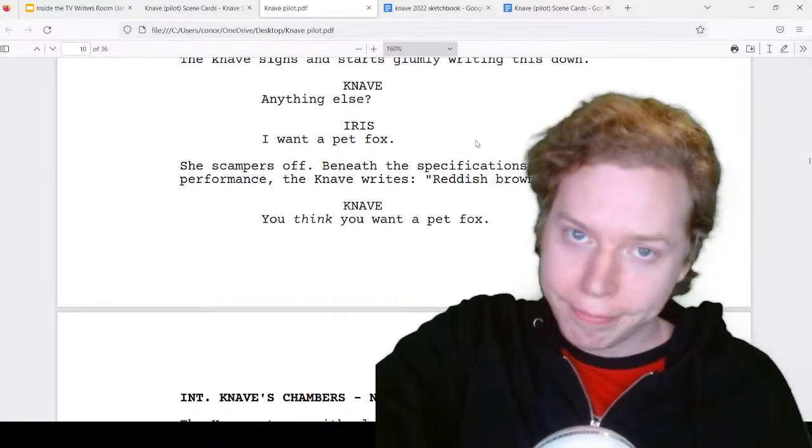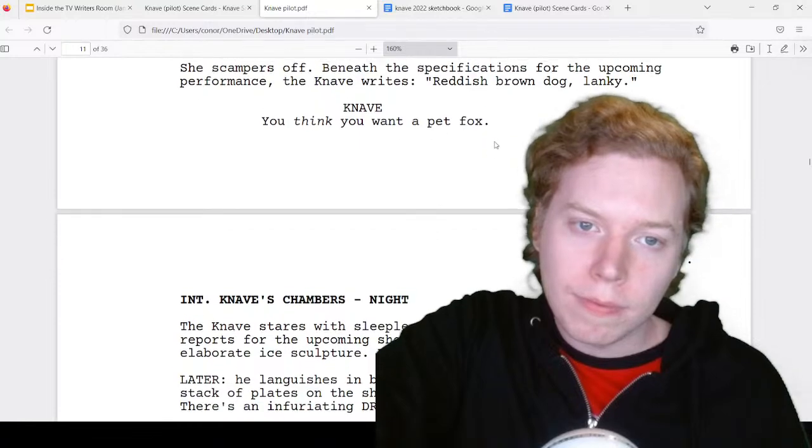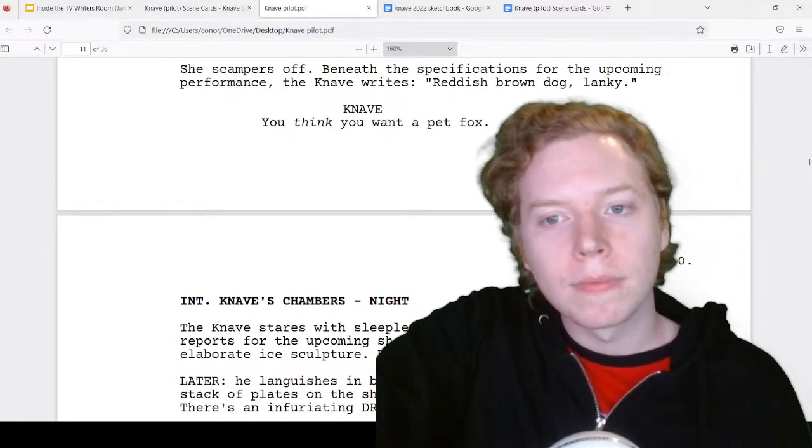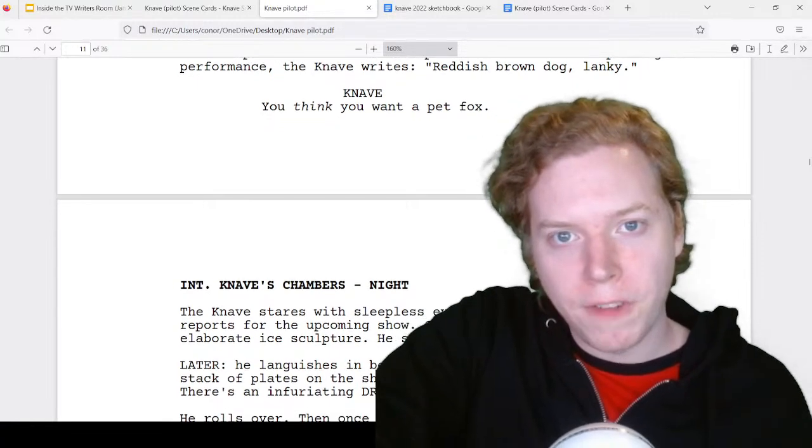Anything else? I want a pet fox. She scampers off. Beneath the specifications for the upcoming performance, the knave writes, reddish-brown dog, lanky. You think you want a pet fox?